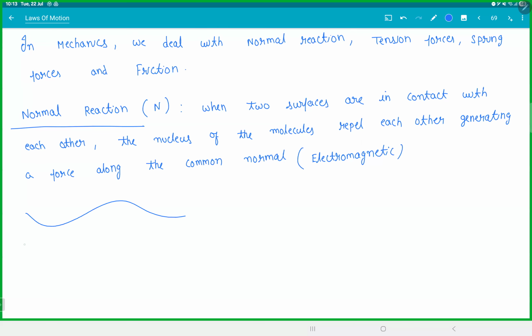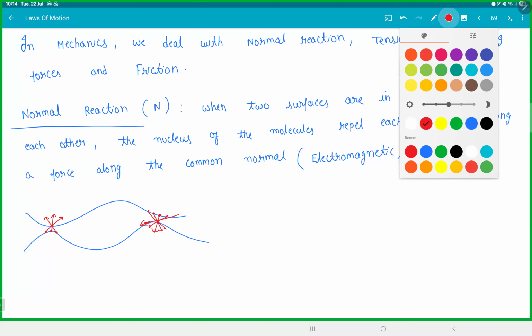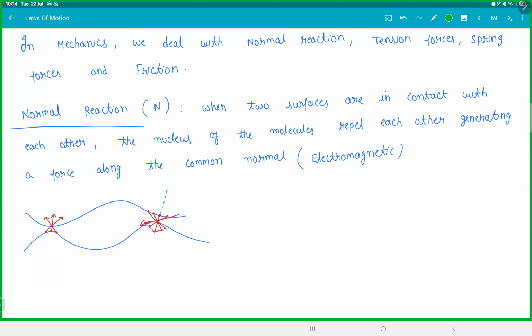So if you take two surfaces, this is how it looks. The molecules on this surface are repelling this. This will repel like this. This will repel like this. You can see by symmetry, the force will be along the common normal. This is repelling this molecule. This molecule repels this. So the molecules are repelling each other, and they generate a force along the common normal. Since the force is along the normal, we call it normal reaction.